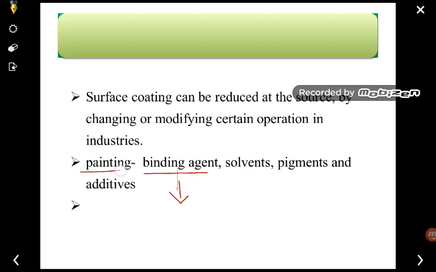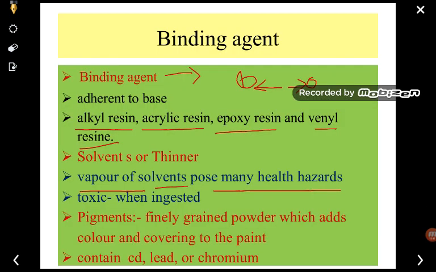As I said, paint normally consists of binding agent and solvents. We have already seen the binding agents like acrylic resins and the solvents, and now coming to the pigments. So what are pigments? Pigments are finely grained powder which adds color and covering to the paint. Paint को एक particular color देता है. This is the main component which causes the different colors. Today there are thousands of different substances that may be used as a pigment. Pigment के लिए बहुत सारे ऐसे substances हैं जो use किए जाते हैं.